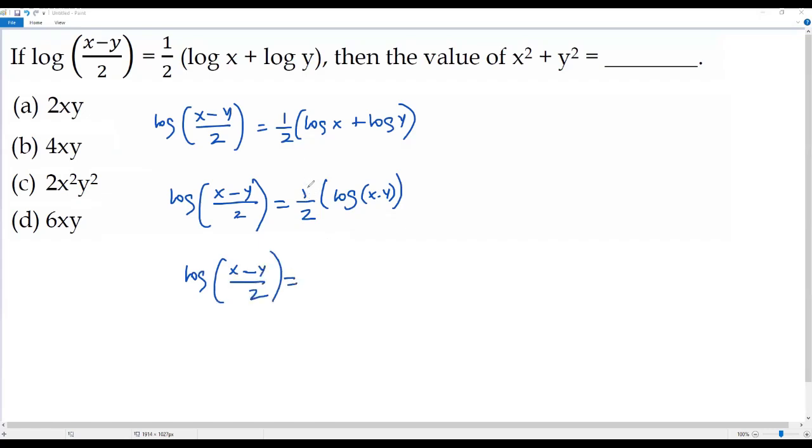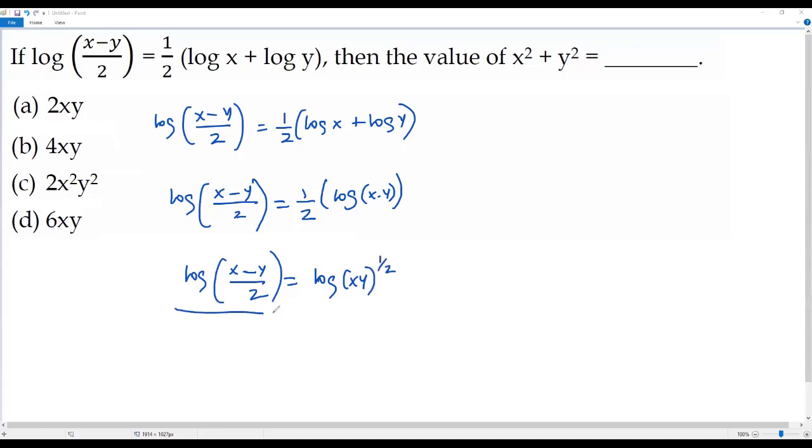And I'm taking this 1/2. Actually, the logarithm over here is multiplied by 1/2. Whenever a logarithm is multiplied by some value, the value in front of the logarithm can be taken as an exponent of the argument. This is the power rule of logarithm. So now I'm going to take this value 1/2 as an exponent of the argument x times y. Then I'll be getting log of xy to the power 1/2.